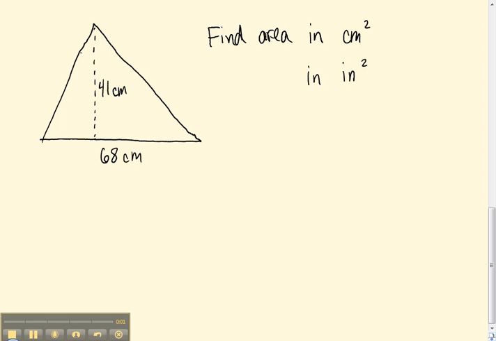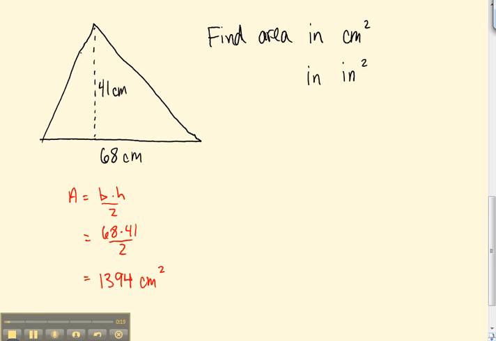Okay, so what I'd like you to do here is just pause the video and find the area of that triangle in square centimeters first. Do that, and then we'll go about finding the area in square inches. So go ahead and figure that out right now real quickly. Shouldn't take you very long.